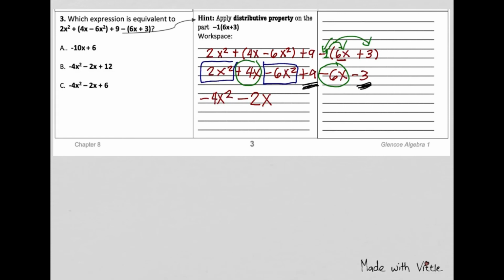9 minus 3 is 6. The sign of the 9 will be the one we have to copy because it's a higher absolute value compared to the 3. Therefore, this is our final answer, negative 4x squared minus 2x plus 6.